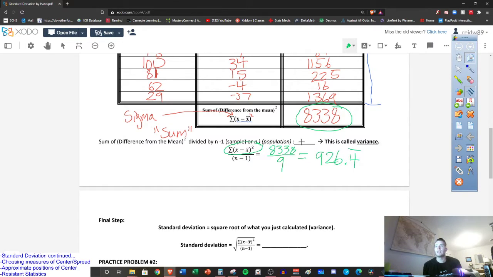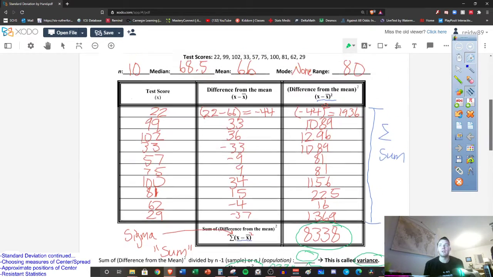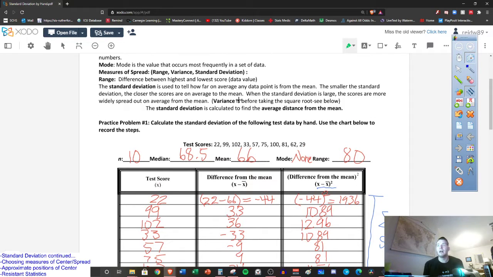926.4 repeating. This goes into this space, so I'm just going to circle. That's where that goes. This is called the variance. You do need to know what variance is. That is important. Variance is the value before taking a square root.